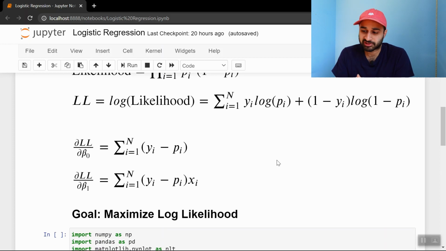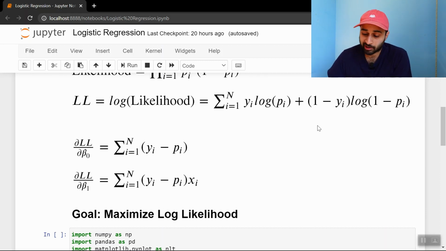Now the last step is that we don't have a closed form solution to find these betas, beta naught and beta 1. So we have to rely on something called gradient ascent, which is related to gradient descent. It's just that in this case, we want to find the maximum log likelihood, so we're going to be ascending. And the main step of using gradient descent or gradient ascent is finding the partial derivative of your objective function, here the log likelihood, with respect to all of your parameters.